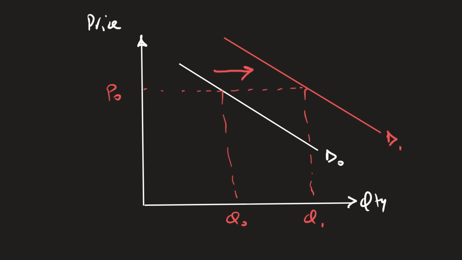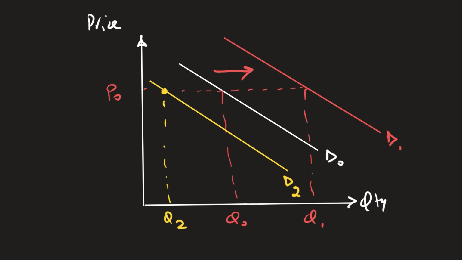Similarly, if I want to show you a decrease in demand, I will shift the demand curve backward, something like that. So if your demand initially was D naught and now, for the same price P naught, you are buying, for example, Q2. Let's call this D2. So now for the same price P naught, you are buying less, like Q2. This means the demand is going down.